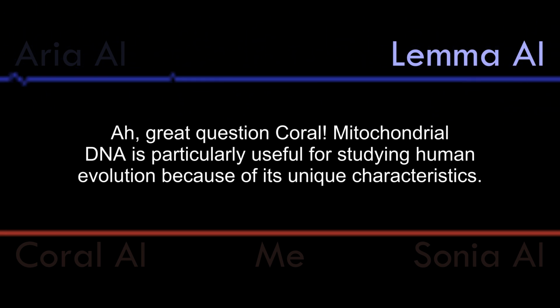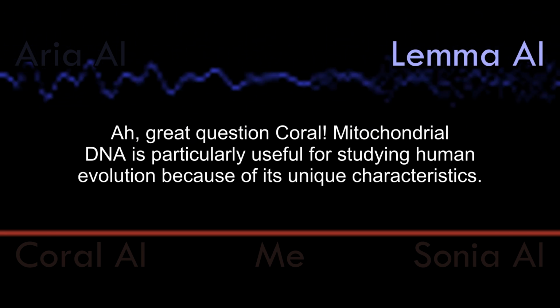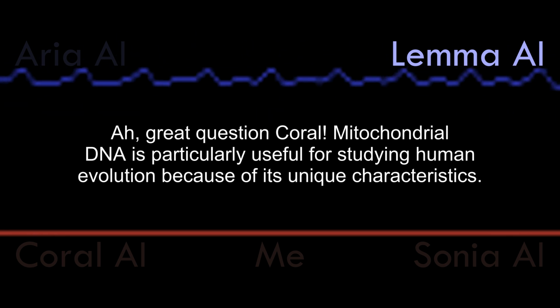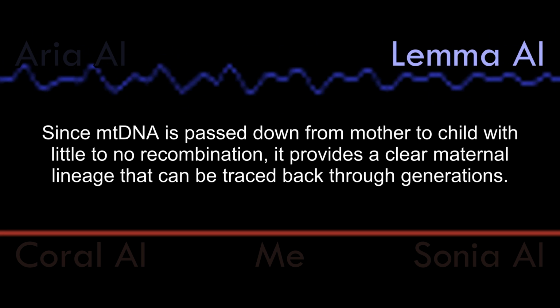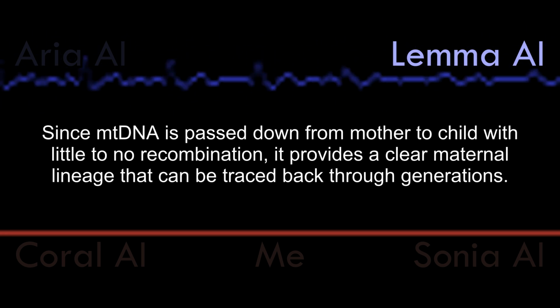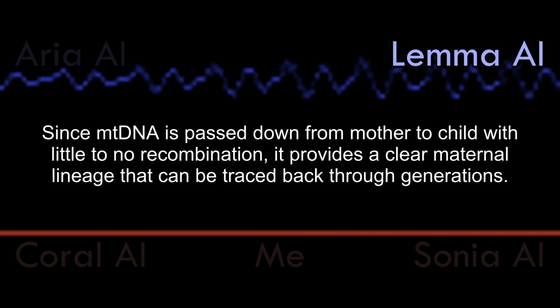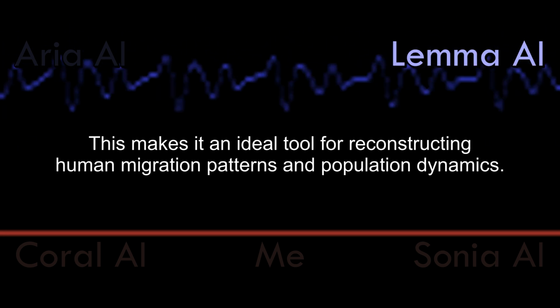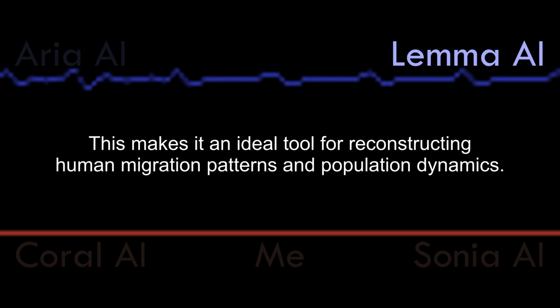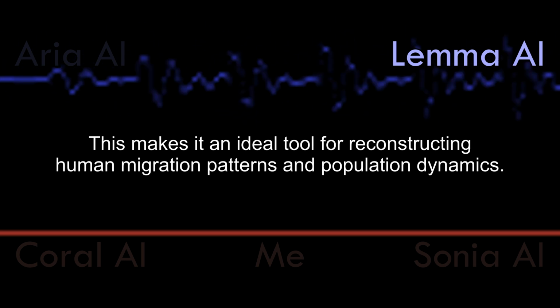Great question, Carl. Mitochondrial DNA is particularly useful for studying human evolution because of its unique characteristics. Since mtDNA is passed down from mother to child with little to no recombination, it provides a clear maternal lineage that can be traced back through generations. This makes it an ideal tool for reconstructing human migration patterns and population dynamics.